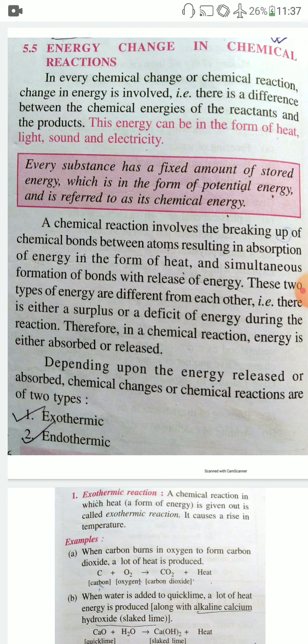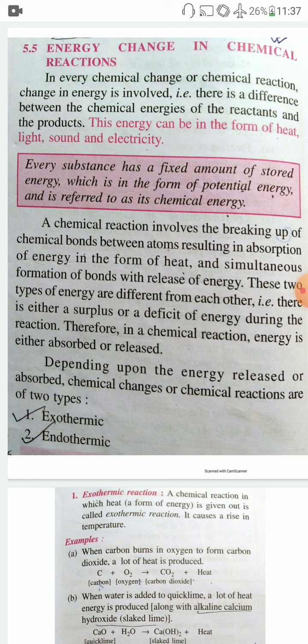Now, chemical energy. What is chemical energy? The potential energy stored within any substance is called its chemical energy. That is, every substance has a fixed amount of stored energy which is in the form of potential energy and is referred to as its chemical energy.